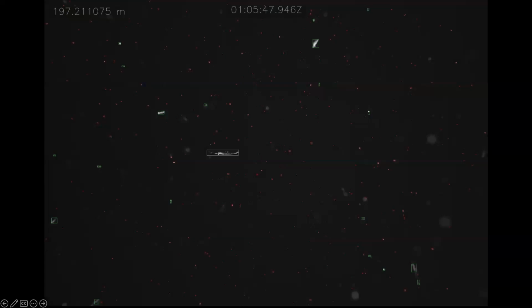So I'm gonna play a video in just a second here, but to orient you as to what you're looking at, these red boxes here are detected particles that are very, very small. So we weren't saving those regions of interest, but they did contribute to the particle count.